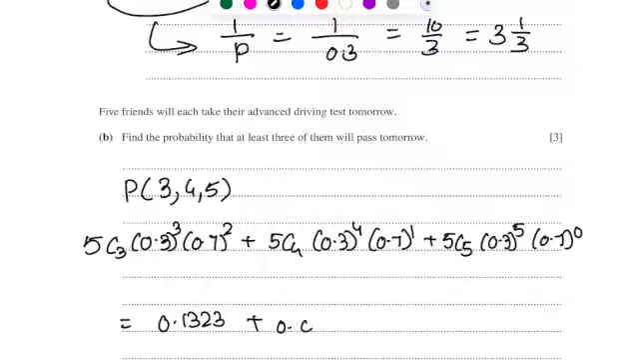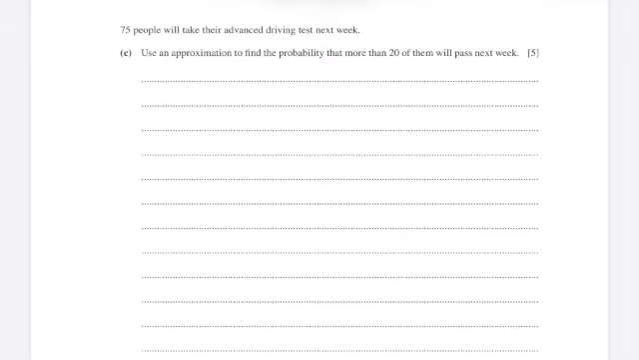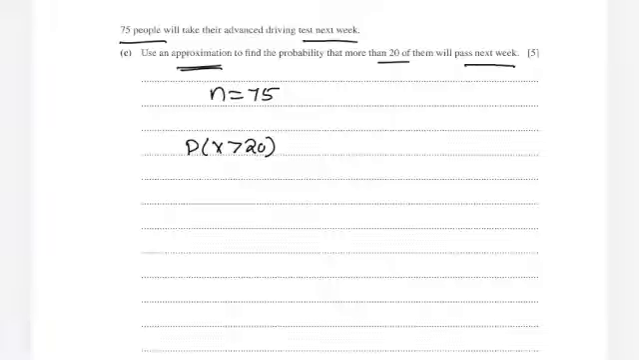0.1323, 0.02835, 0.00243. Then add them up, it becomes 0.163. Coming to part C, 75 people. So N equals 75. Take a driving test next week. Use an approximation, the probability that x greater than 20 will pass the test.